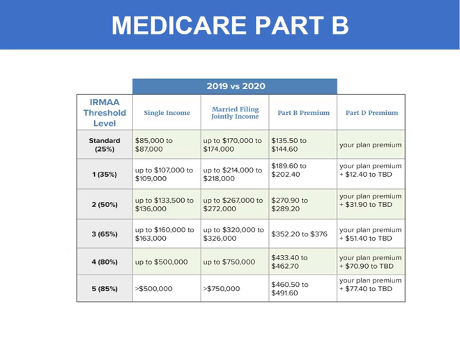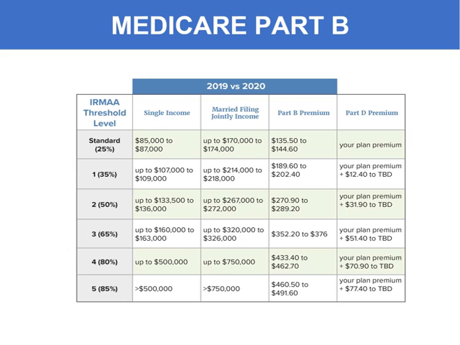Here's a chart that kind of shows that. So if you fall within those income requirements, then you will pay a higher premium. And you can see on the far right columns the Part B premium, and you also pay an additional Part D premium, which is prescription drugs.